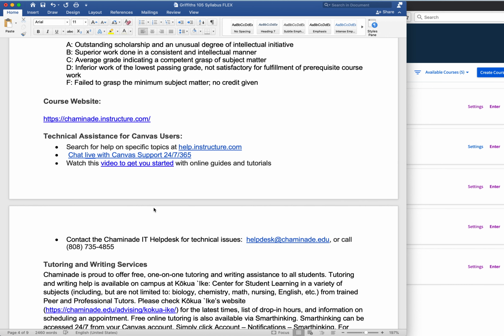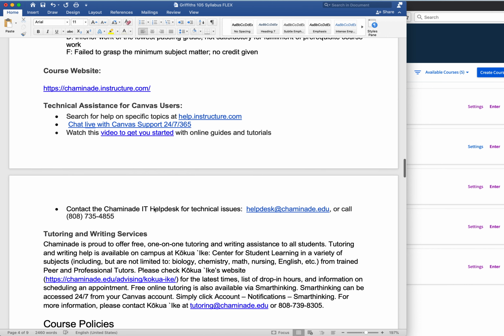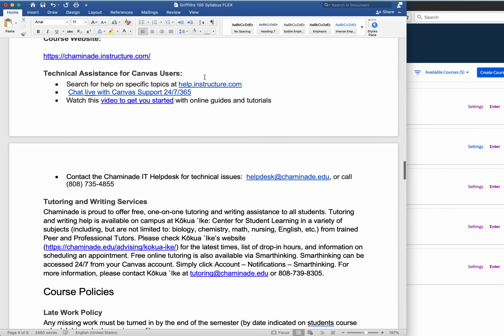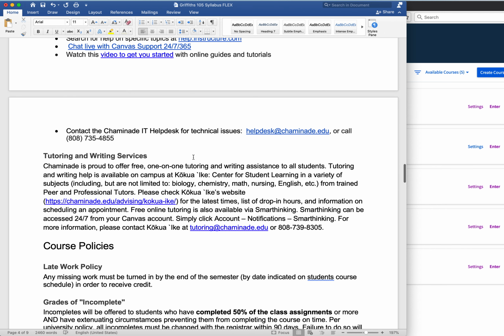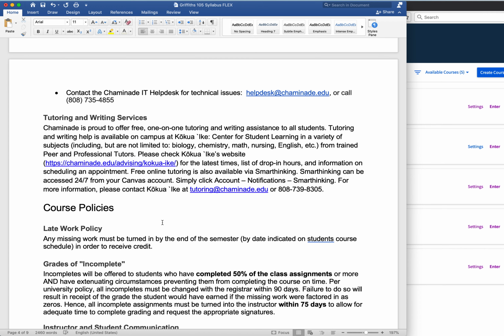Then we're going to move on to the course schedule. There's some other things I want to point out here. If you're having troubles with Canvas, there's some technical assistance you can contact. If you're having problems with writing, which I know my class is not going to be very heavily writing based, but some classes are, we also have tutoring and writing services for you to go ahead and connect with.